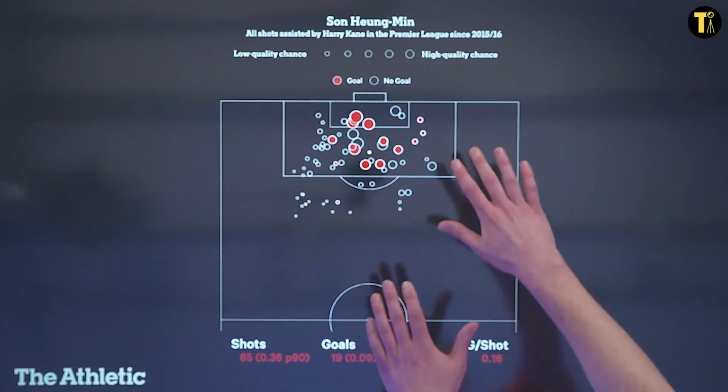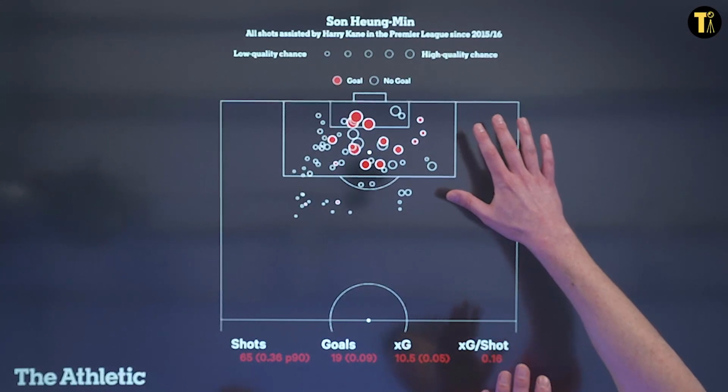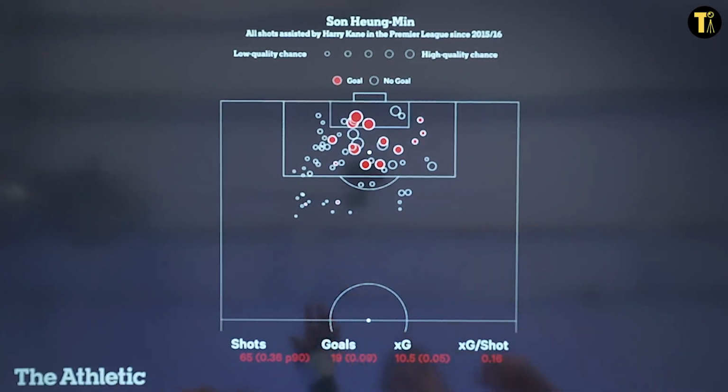And these sorts of sweeping passes that Maram's talking about are the kind of things that Son Heung-min benefits from, as we can see in this shot map graphic. Is that what this is? Yeah, basically these are all of the shots that are assisted by Harry Kane.